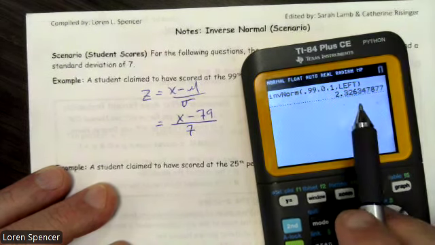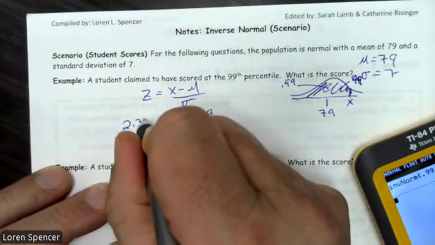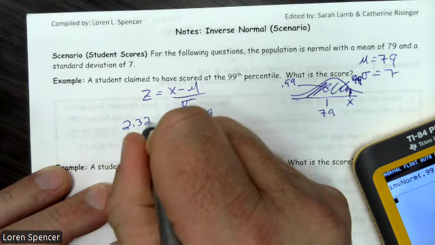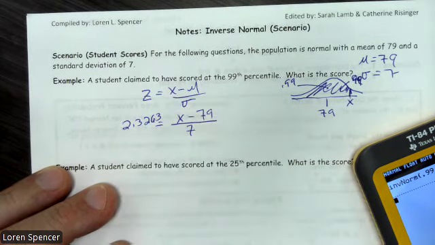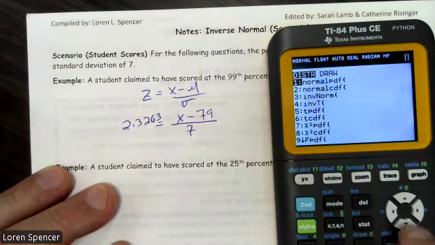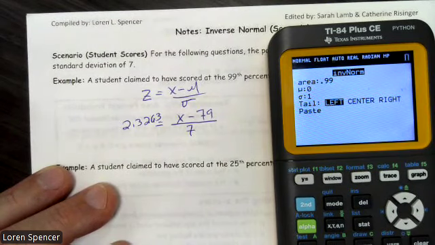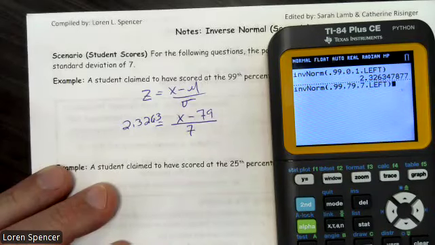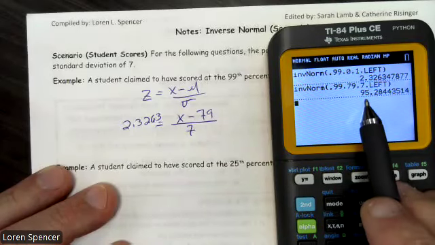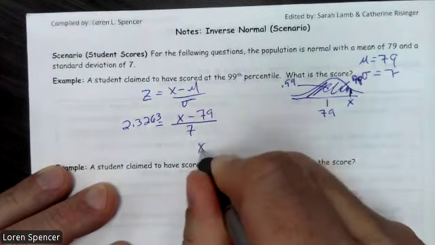And I have 2.3263. Now I can solve this using algebra, but as opposed to doing that and taking a chance of making an error, I'm going to go back and rerun it. I'm going to do a second vars, inverse norm, 0.99, mean of 79, standard deviation of 7, still coming from the left. And look, it tells me that it is 95.28.